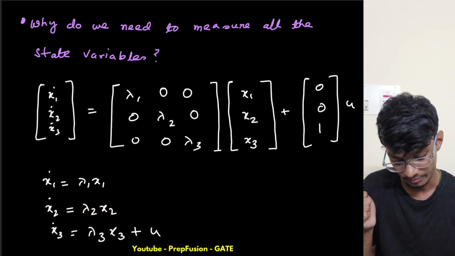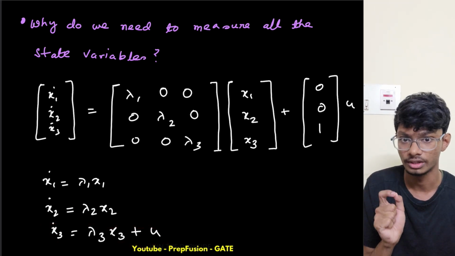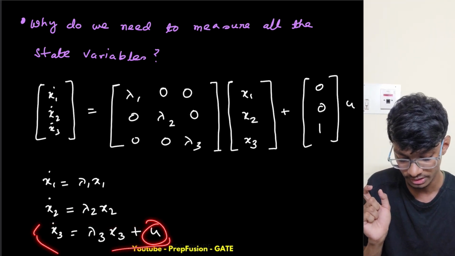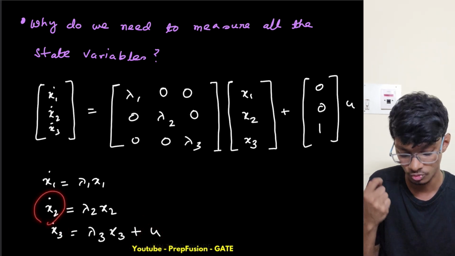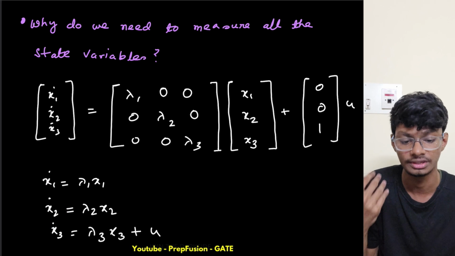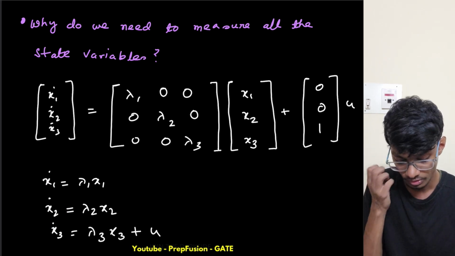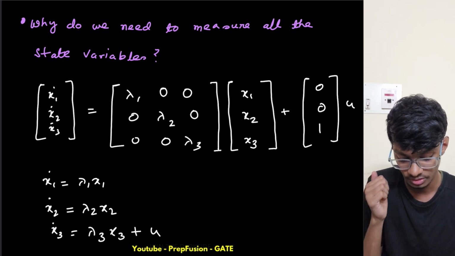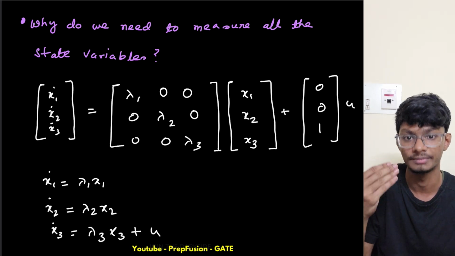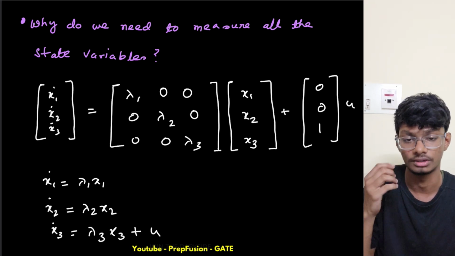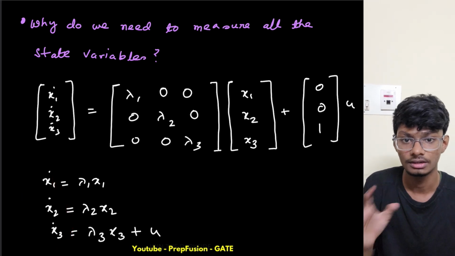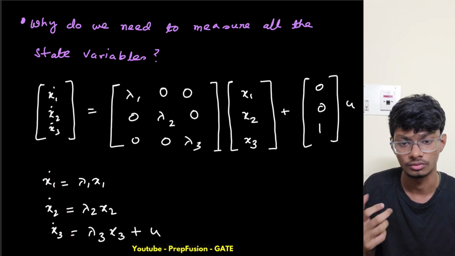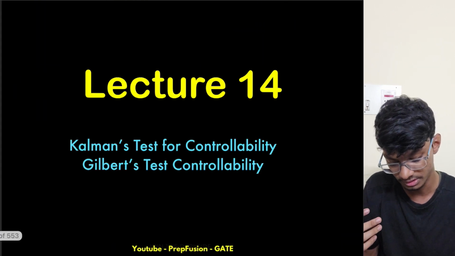So this one, x3, I can control with the help of the input, but the changes in x2 and x1 I can't control with the input. That is the reason all of them need to be measured. We have to measure all of the state variables, and then only can we control the system.